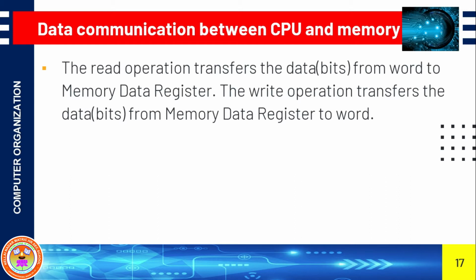That is the action of the read operation. The next one, the write operation, transfers the data from the memory data register to the word. These are the two communication processes inside the CPU. So these are the ways the communication process should happen between the CPU and memory.